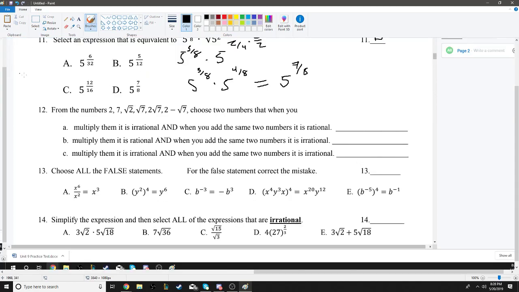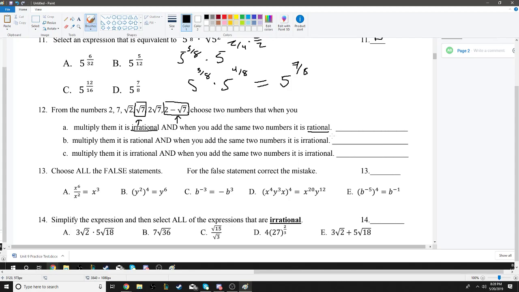Okay. So for all these numbers, choose two numbers that when you multiply them, it is irrational, and when you add them, it is rational. So that means we're going to need some opposite things. So I'm thinking we need a √7 and 2 minus √7. We need one positive and one negative to add them and make them cancel out.